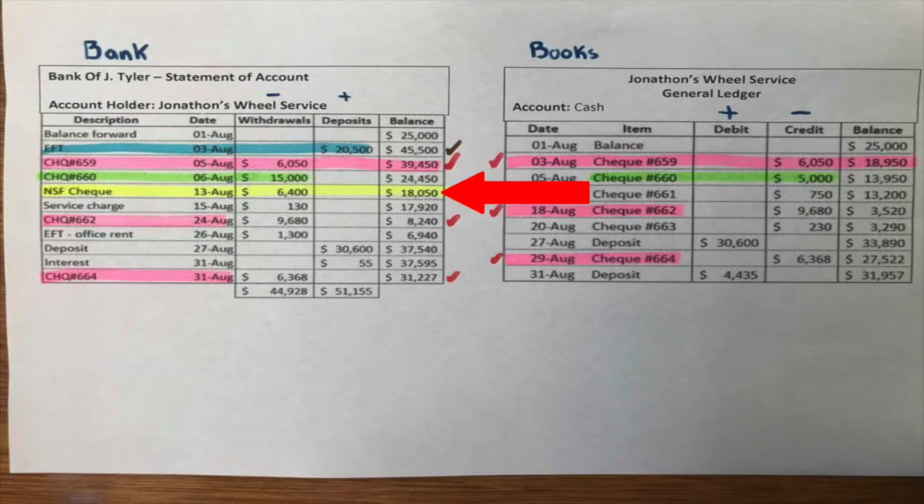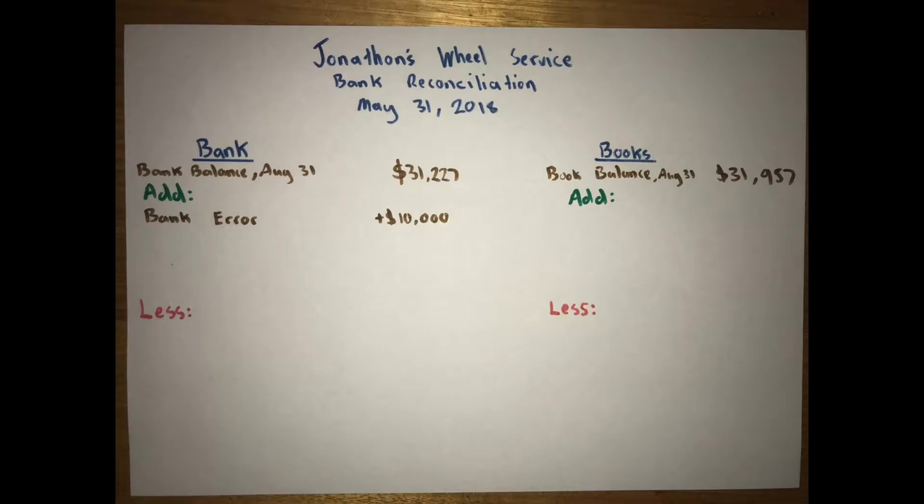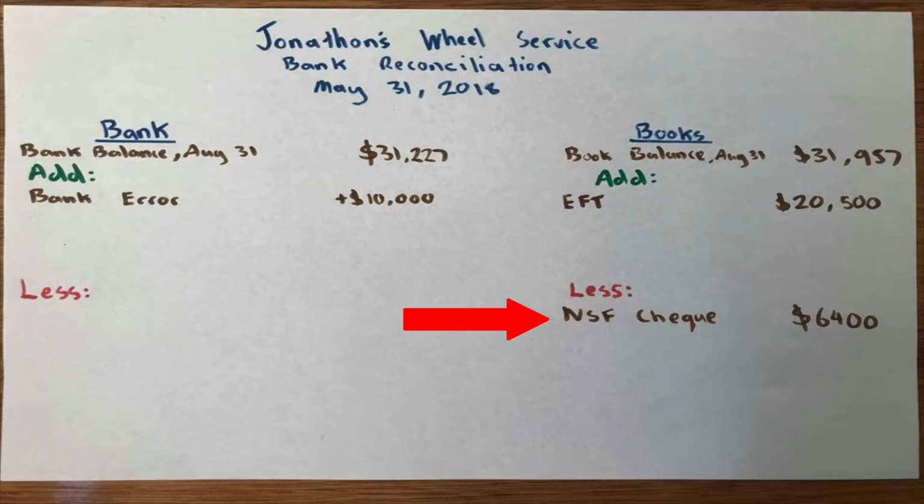Likewise, we also have an NSF check, not sufficient funds, which is recorded only on the book side. This represents a check that the business has deposited into their account, with the provider not having sufficient funds to pay the amount, so the check has bounced. We have to take this amount out of our books because it's coming out of the bank statement. Therefore, we flip it and subtract it from our books.